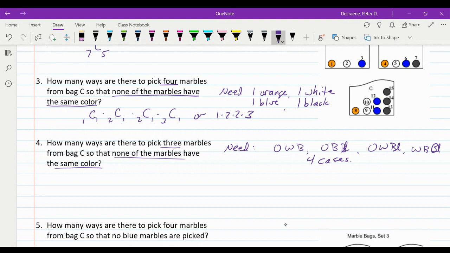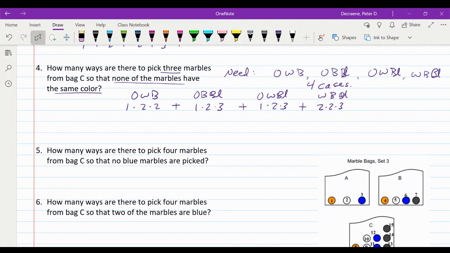So orange, white, and blue is 1 times 2 times 2. And orange, blue, and black is going to be 1 times 2 times 3. And orange, white, and black is going to be 1 times 2 times 3. And white, blue, and black is going to be 2 times 2 times 3. And since those cases are mutually exclusive, there's no overlap. I can't have orange, white, and blue and orange, black, and blue at the same time. I'm going to add these up.